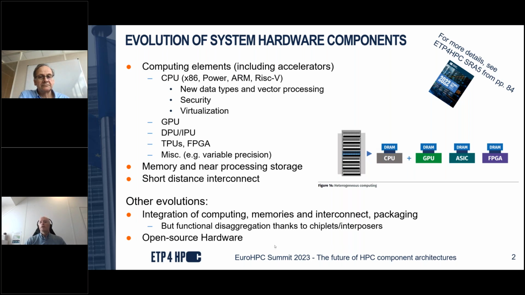In terms of other kinds of integration, we'll talk about memory, the different kinds of packaging functions we see, and again, functional disaggregation but integration within package, and then some trends on open source hardware.